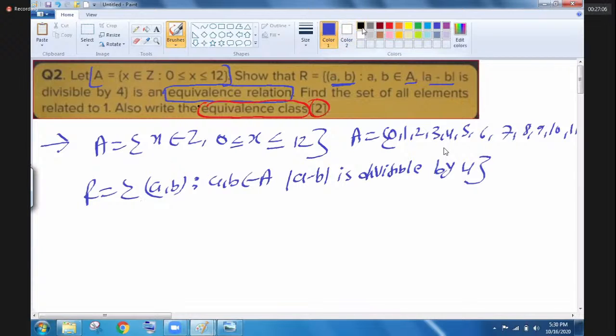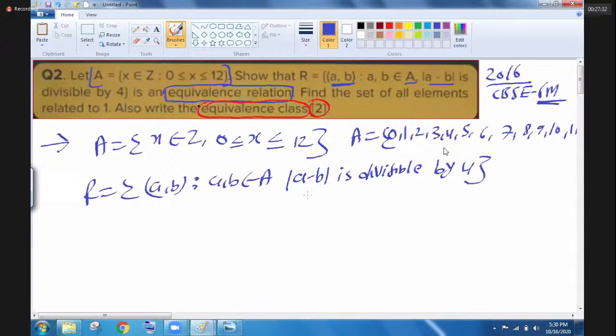First of all, we have to prove it is an equivalence relation. Show that R is an equivalence relation, find the set of all the elements related to 1, and also write the equivalence class. It is a CBSE problem, a descriptive kind of problem. It is not a JEE level problem. It is a CBSE 6 marks problem. I think it came in 2016. So it has to be descriptive.